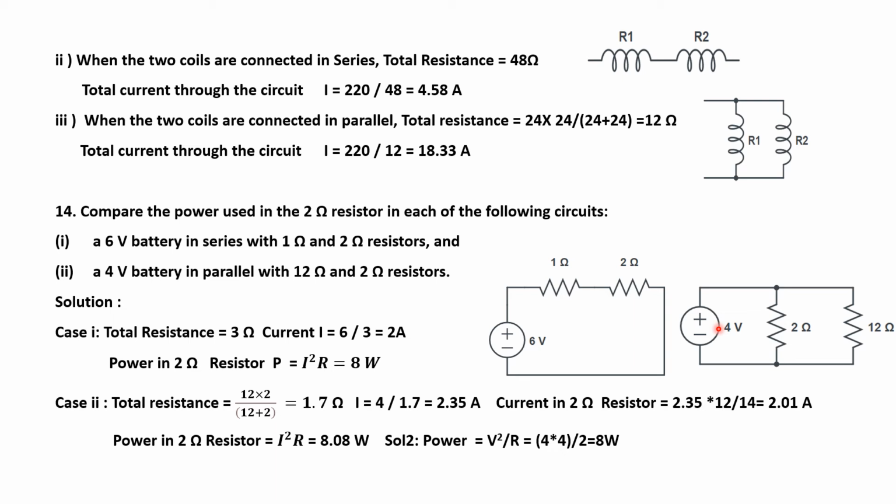We need to find the current through 2 ohms resistor. So current through 2 ohms resistor is equal to the total current into opposite resistance divided by total resistance. So we get the value of current to be 2.01 amps. Now power in 2 ohms resistor using current formula, power is equal to I squared into R, which gives us the value of power to be 8.08 watts.